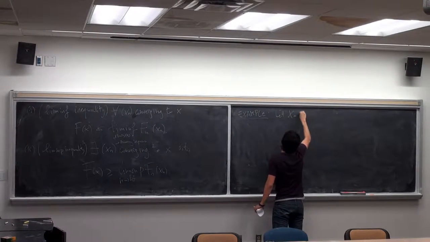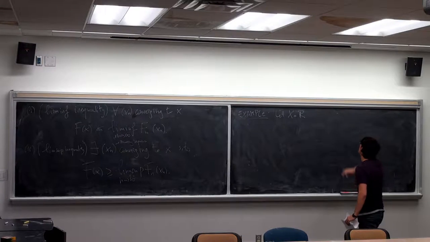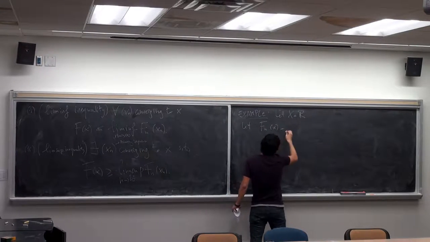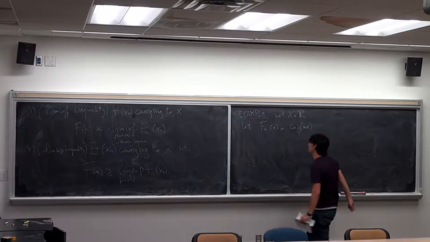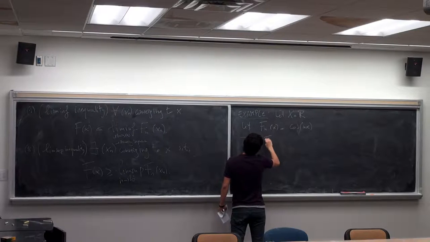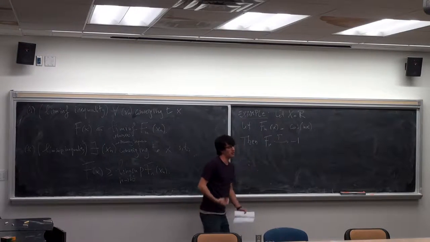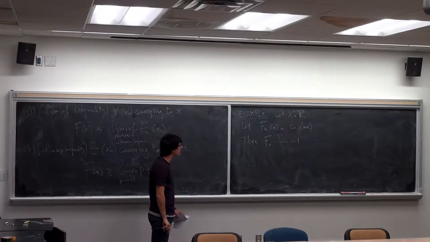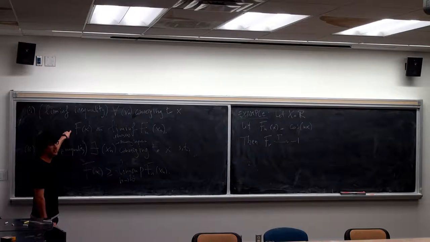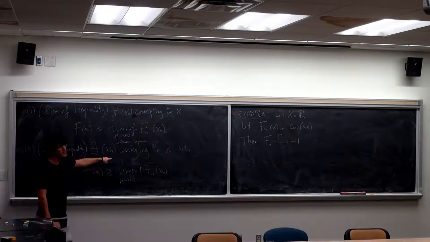Let X be R with the Euclidean distance, then consider F_n of x to be the cosine of n x. Then F_n gamma converges to minus 1, the constant function minus 1. And I'm sure that you all believe that the limit inequality is satisfied. So the tricky one, I guess, is the existence of a recovery sequence.